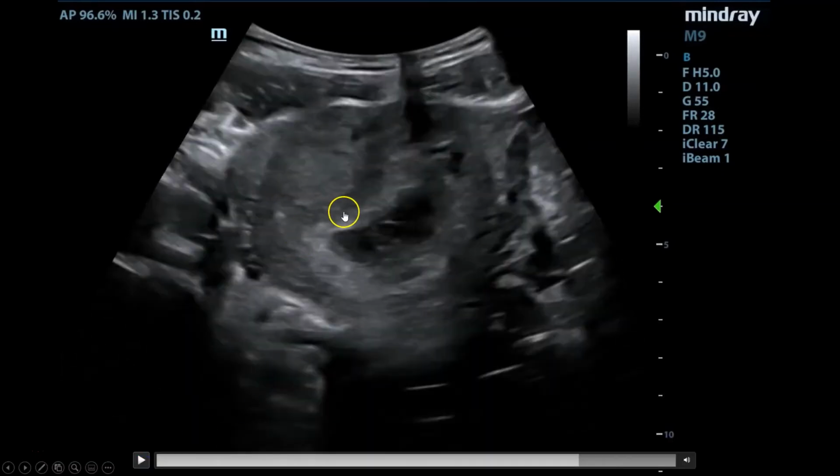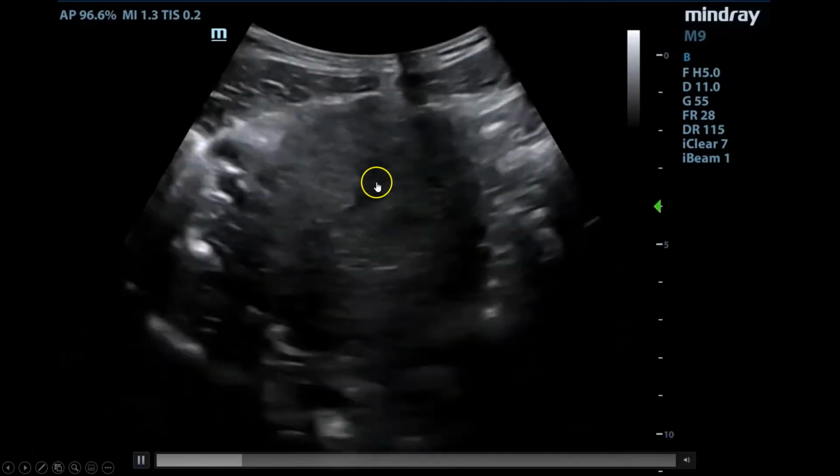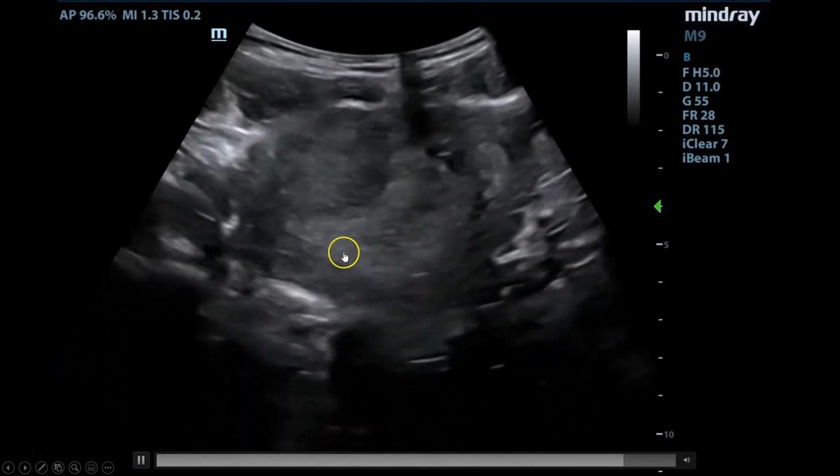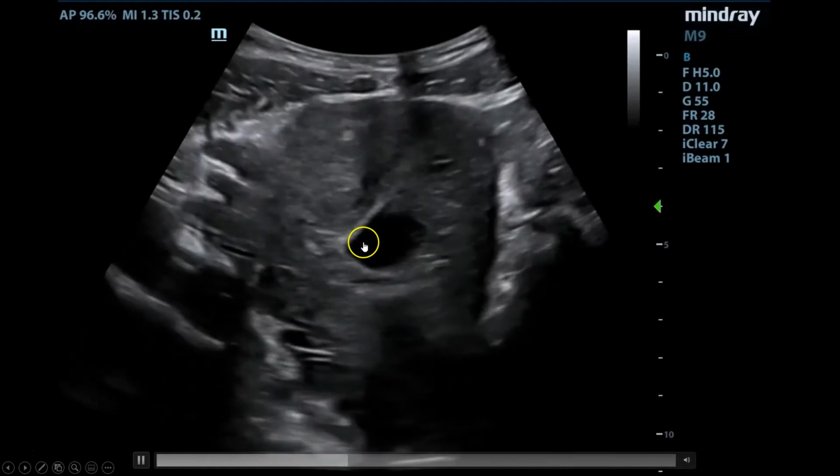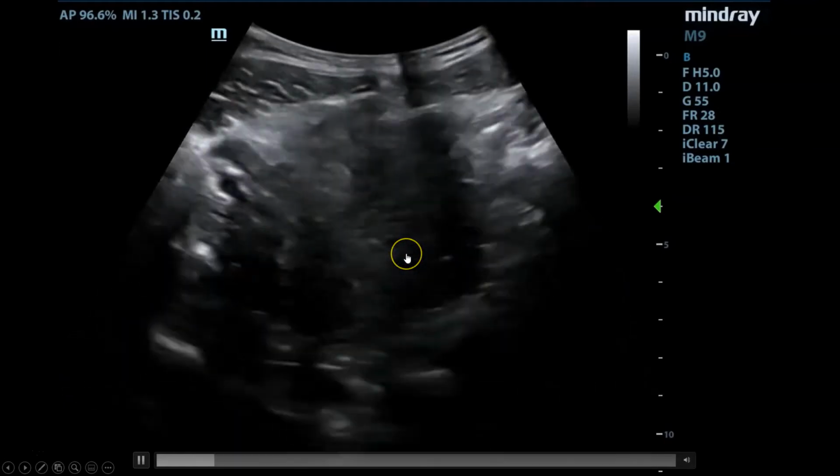You can tell that this is uterus, but right here, this slightly hyperechoic area, that's the endometrium itself. And then right in here is your gestational sac, that first outer bright white line. And then in the middle is what looks like a fetus.